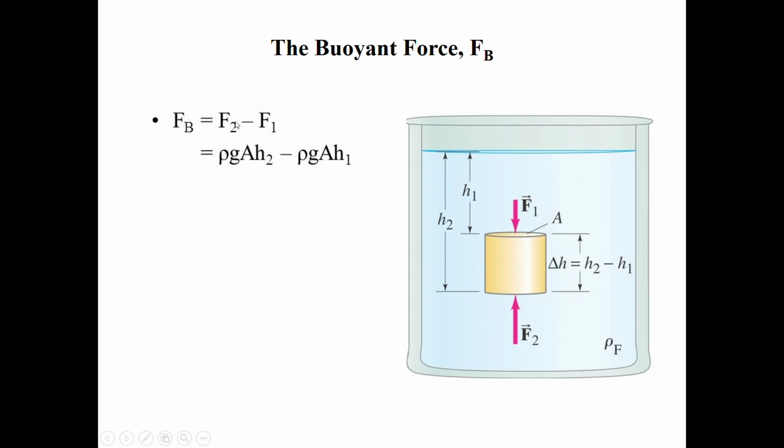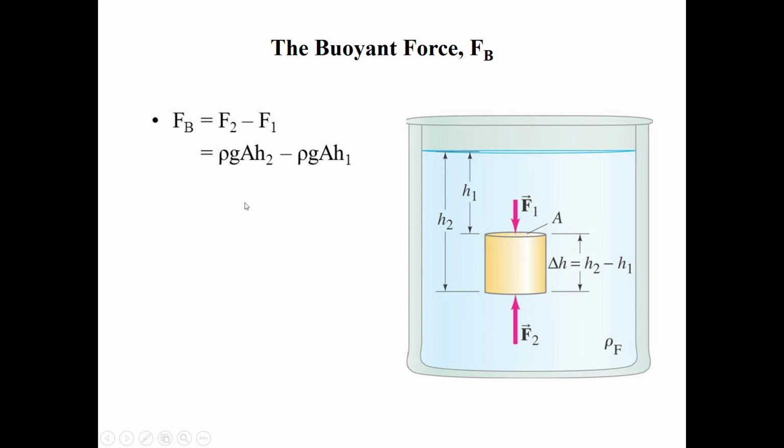Writing those forces in terms of the pressure at this height h. If we're at h1 here, the pressure is rho g h1. Pressure times area is the force, so this represents the force on the top. And rho g h2 is the pressure on the bottom, and if we multiply that by the area, pressure times area is force. This is the force on the bottom.